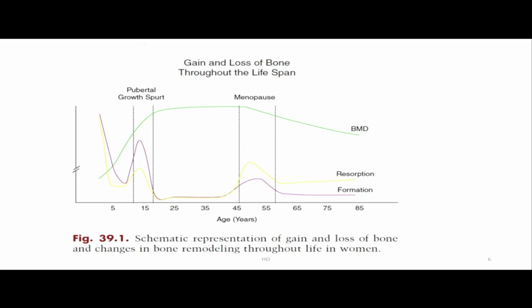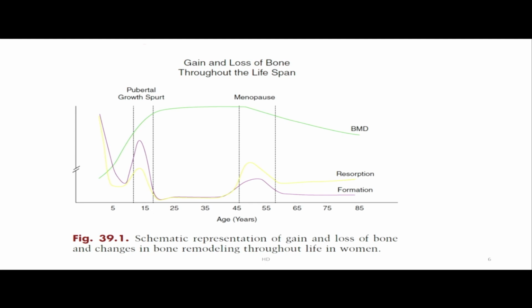This is the chart showing when the peak bone mass is achieved. Peak bone mass is depicted with the green line, the violet line is suggestive of bone formation, and the yellow line suggests bone resorption. As you can see, there is a peak in bone formation during puberty. There is a pubertal spurt, and this is the reason why peak bone mass is achieved between 15 to 25 years of age. After that, for a good 20-25 years, you can see both lines converge, that is, resorption and formation go hand in hand.